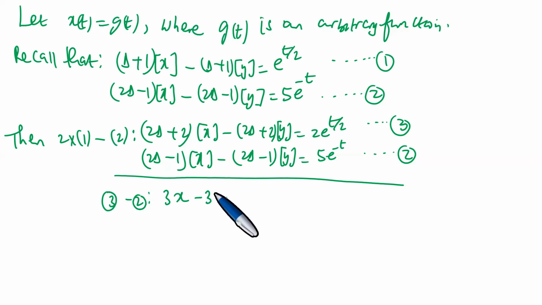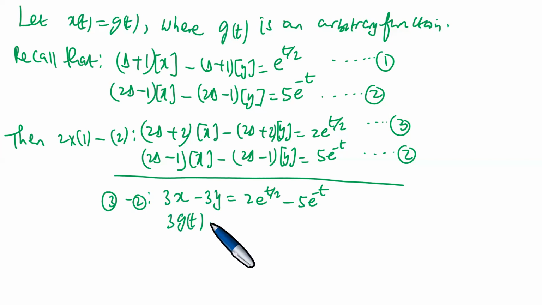Minus 3y, which is 2e to the t over 2 minus 5e to the minus t. Remember that x of t is g of t, because this has infinitely many solutions, and therefore the answer is in terms of an arbitrary function where x of t is g. So wherever there is x, we're going to put g, minus 3y equals 2e to the t over 2 minus 5e to the minus t.